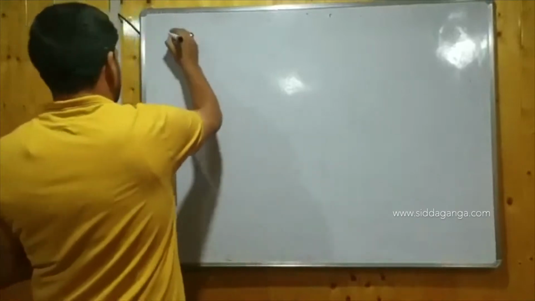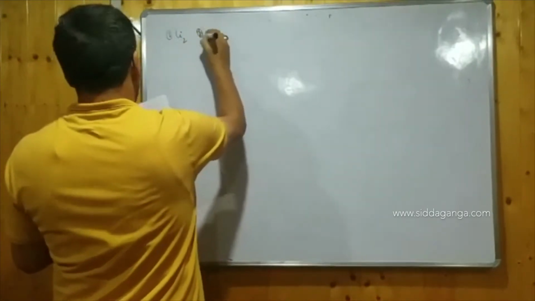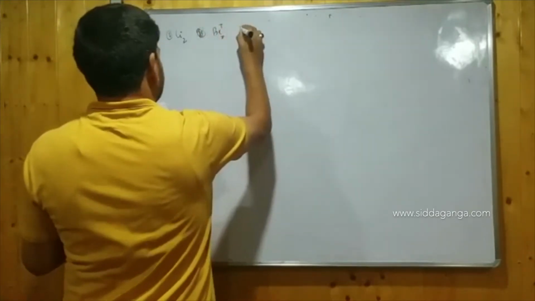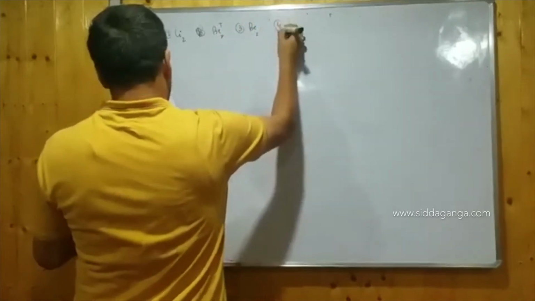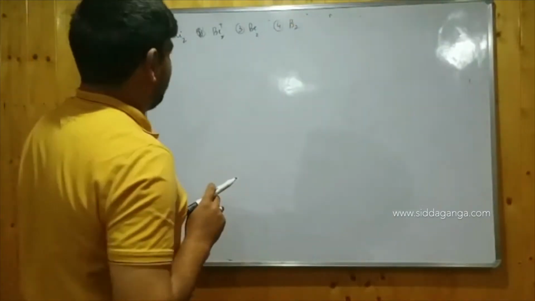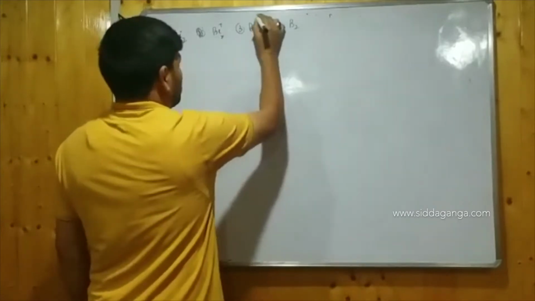So your options are: option 1 is Li2, option 2 is Be2 plus, option 3 is Be2, and option 4 is B2. Now if you have understood the discussion that I have done, we have seen there for Be2 the bond order is 0.